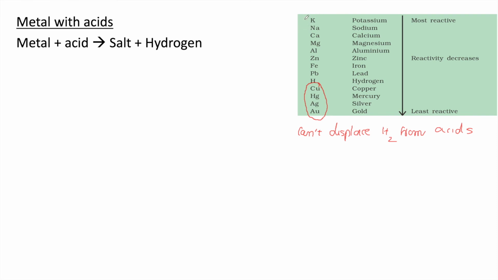Consider the other metals, from potassium to lead. These can displace hydrogen from acids like hydrochloric acid and sulfuric acid. Here again one exception is coming. Some metals cannot displace hydrogen from nitric acid. Only magnesium, in the reactivity series, can displace hydrogen from nitric acid.